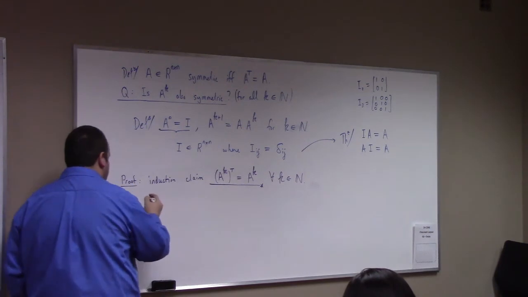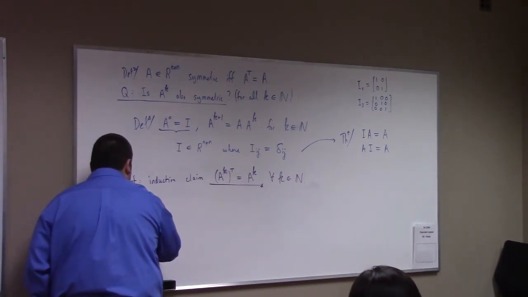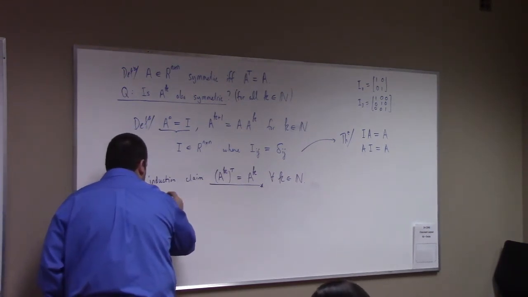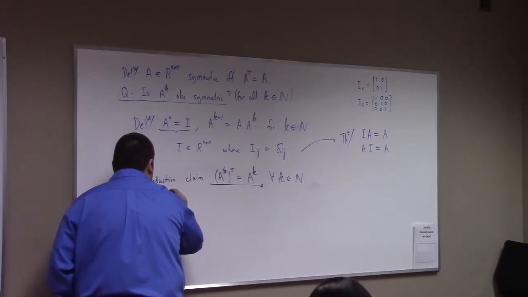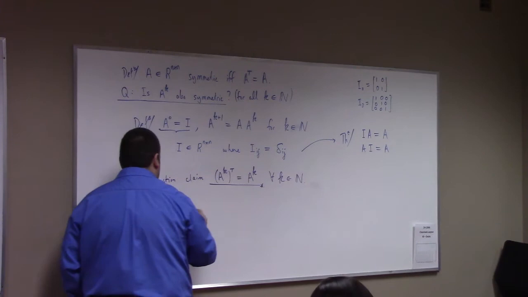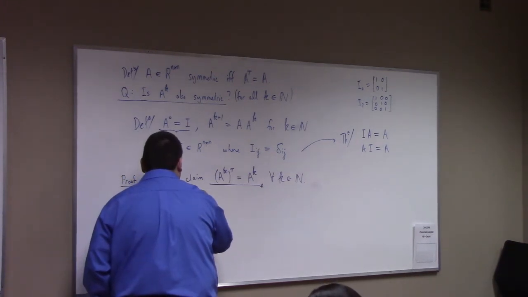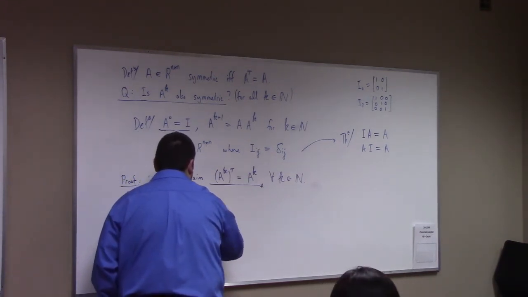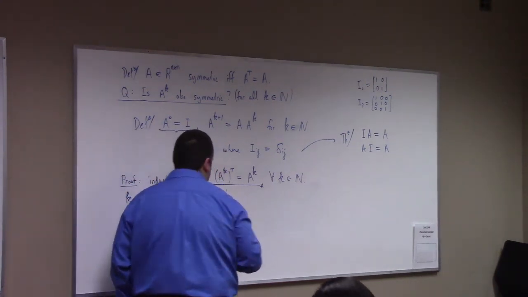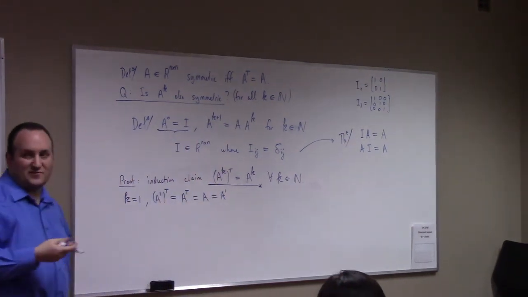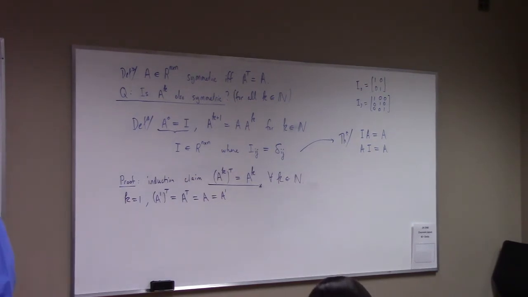So how about k equals 1? Well, k equals 1. We have A to the 1 transpose is A transpose, which of course is A, right? Which is, by the way, A to the 1. So, yay. Okay, so it's true essentially by notation and the assumption that A is symmetric. The base case is true. What's next?